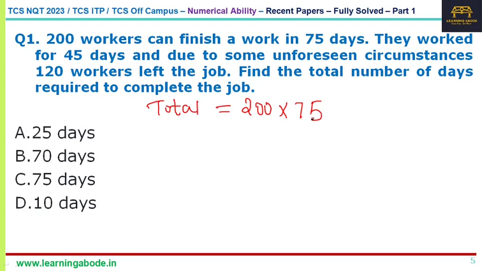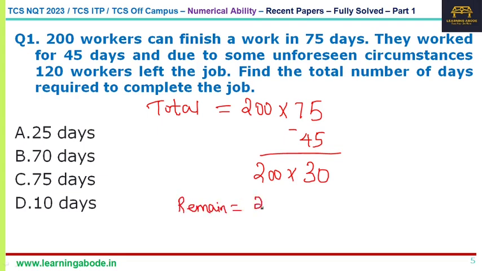Now these 200 people are working only for 45 days, and for unforeseen circumstances 120 workers leave the job. After 45 days, 120 workers leave, so how many days are remaining? 30 days are remaining. How much work will be left out? 45 days of work is over and 30 days of work for 200 people is left out. So this is the remaining work: 30 days of work for 200 people.